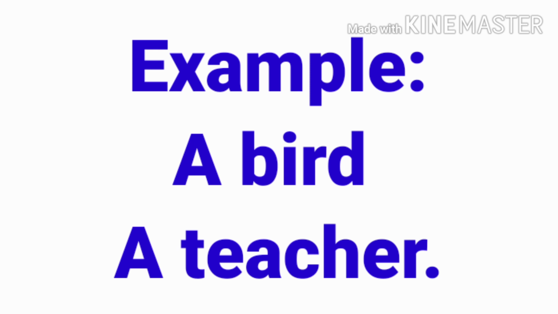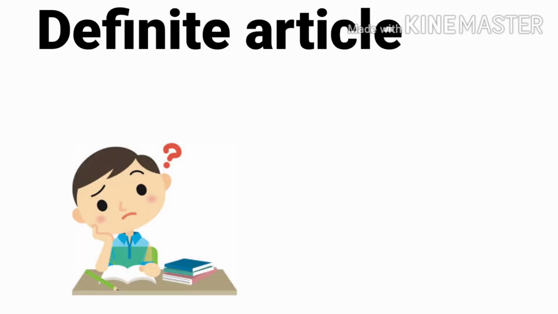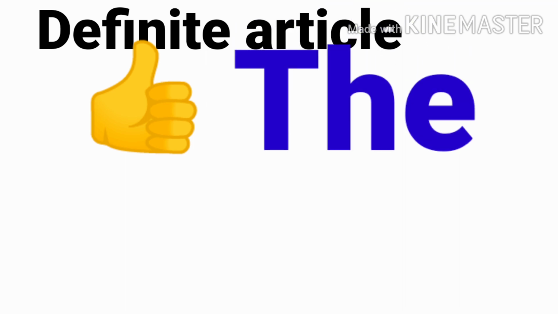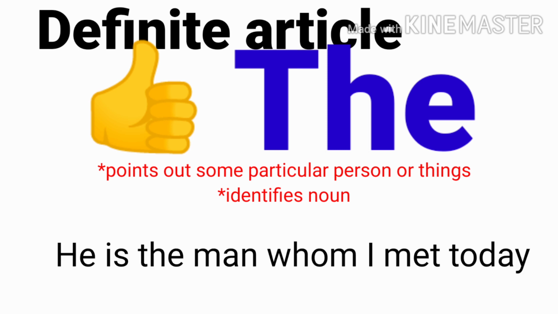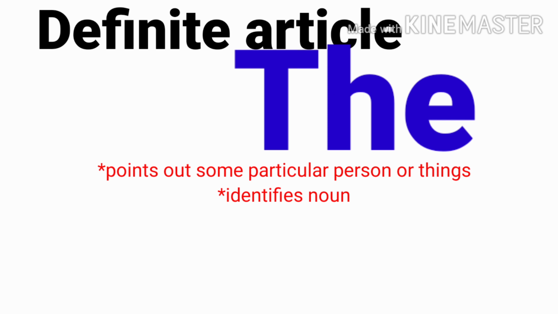You see another example, a teacher. That may be any teacher. She is not familiar to the speaker. And you say, students, which is a definite article? Yes, you're right. The is the definite article in English. Why? Because it points out some particular person or thing, and it also identifies the noun. And you see an example. Here, the man is already familiar to the speaker.